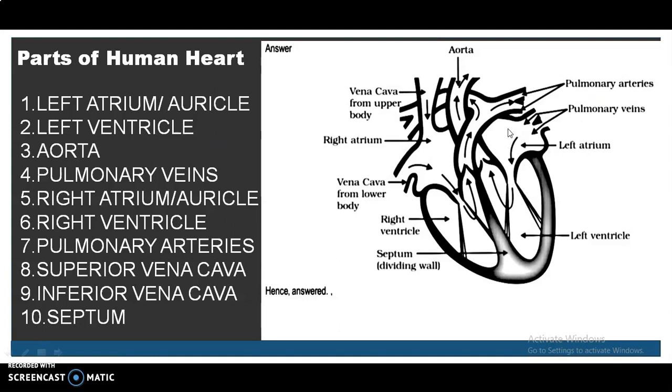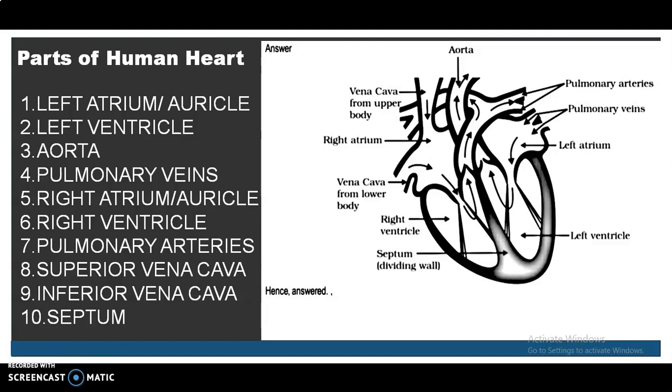Left atrium, ये लेफ्ट साइड है, left atrium which we also call auricle, left ventricle, then we have aorta, then we have pulmonary veins, right atrium or right auricle, right ventricle, then pulmonary arteries here. You look at the cursor while I pronounce the name of the parts.